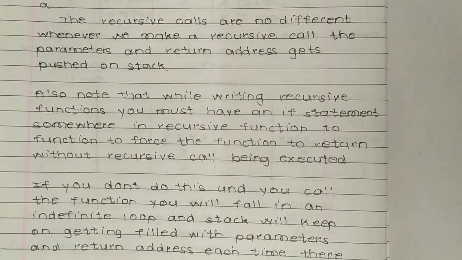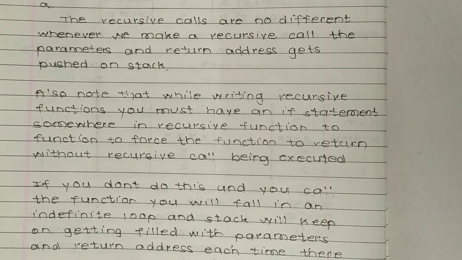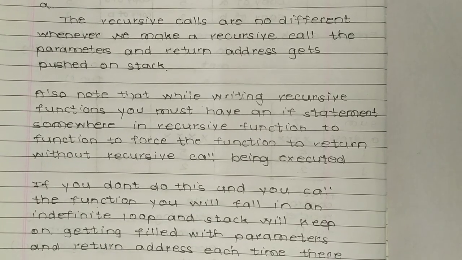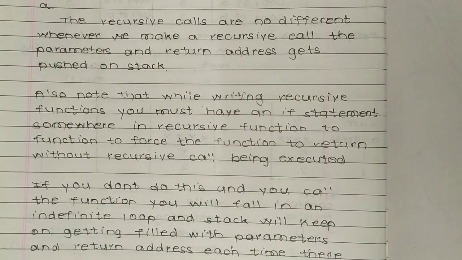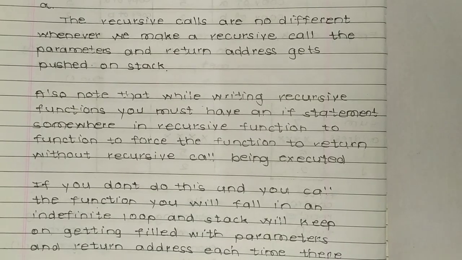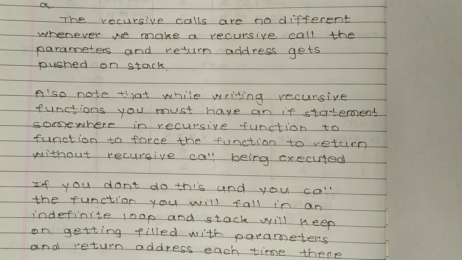The recursive calls are no different, that means recursive calls. In a recursive call we can use them for finding factorials. Factorials are basically mathematical functions in which we multiply that number down. For example, 4's factorial is 4 into 3 into 2 into 1. So that is a factorial.